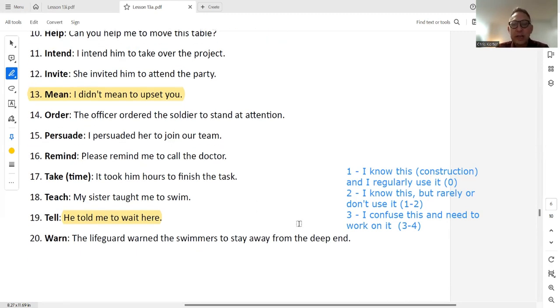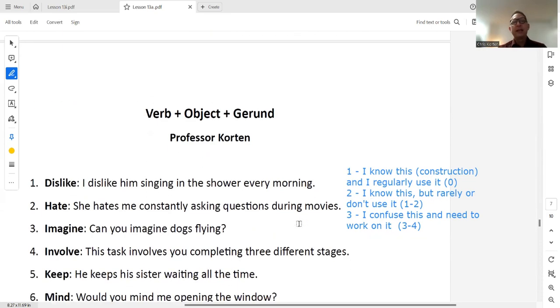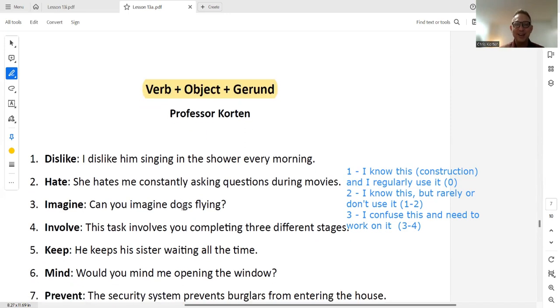Let's continue. Let's put those in categories. Again, we're concerned about categories 2 and 3. Now here we have the verb, object, gerund. And I think you're going to quickly understand which of these is more difficult than the others. I dislike him singing, not dislike him to sing. I like, well, with like, it's different. I would like him to sing, but I like him singing.